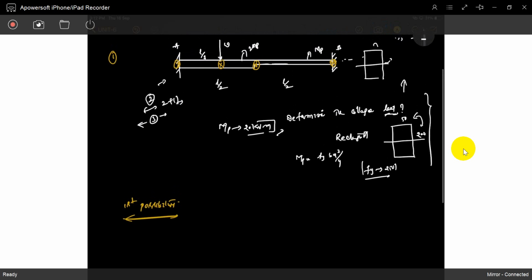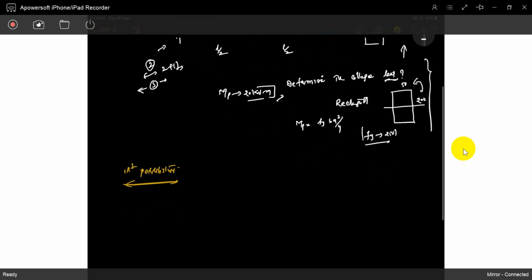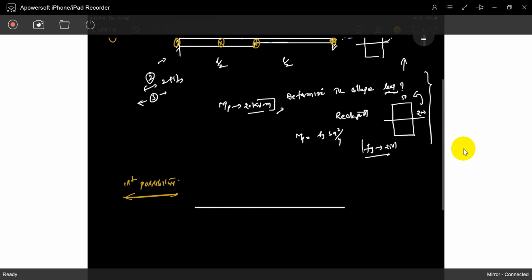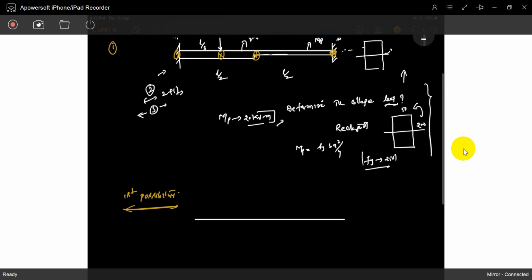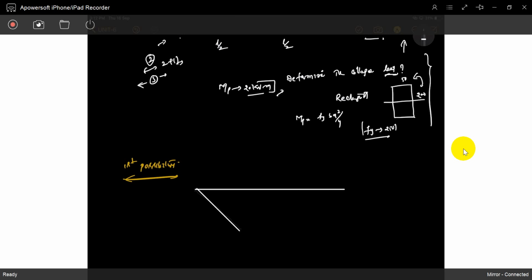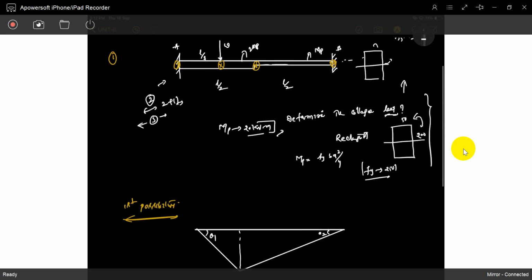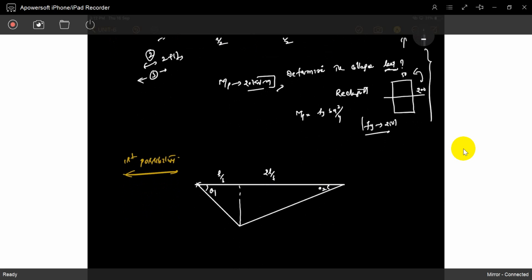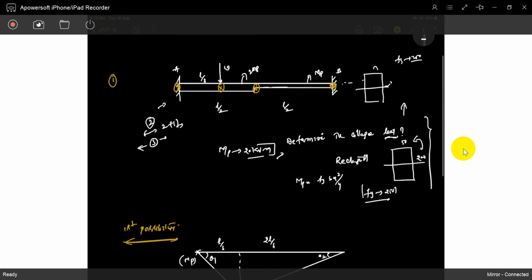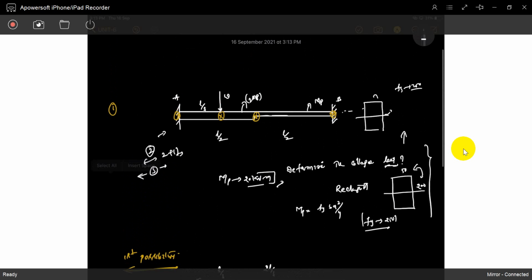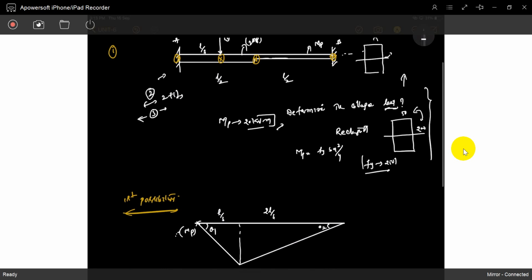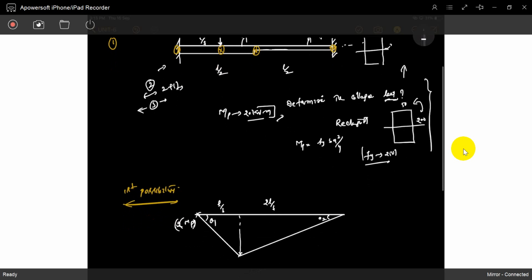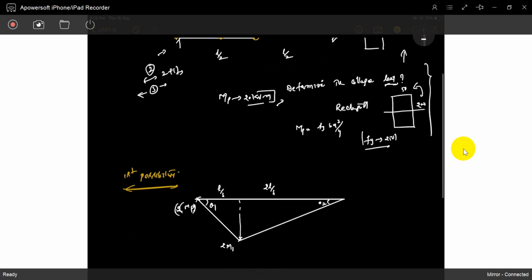is taking it under the load. So under the load, I will take it as theta 1, theta 2, L by 3, 2L by 3. Three hinges are formed. The hinge capacity is Mp. No, it's a capacity of 2 Mp at this location. Understood? It's a capacity of 2 Mp.